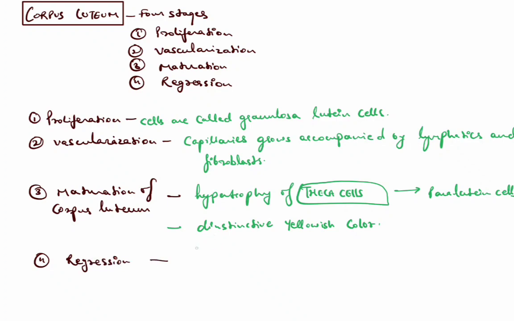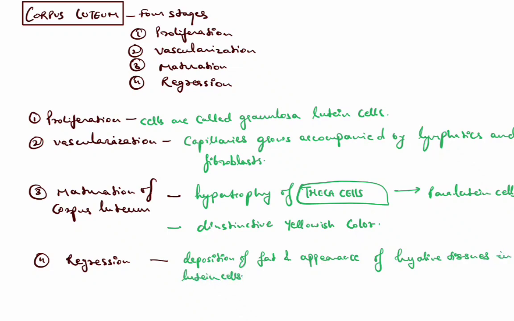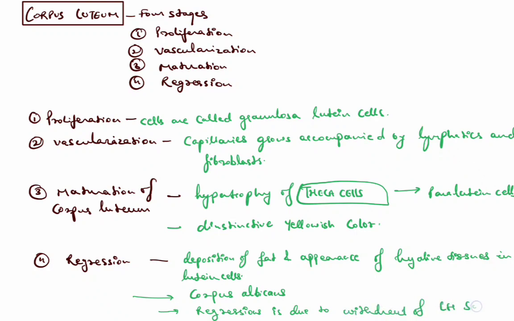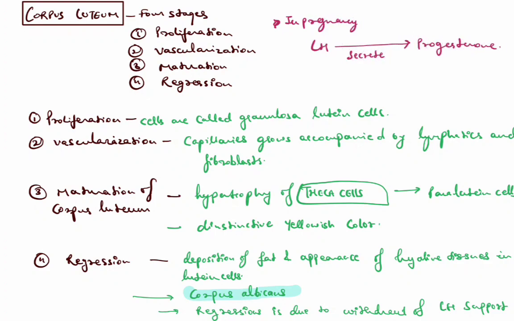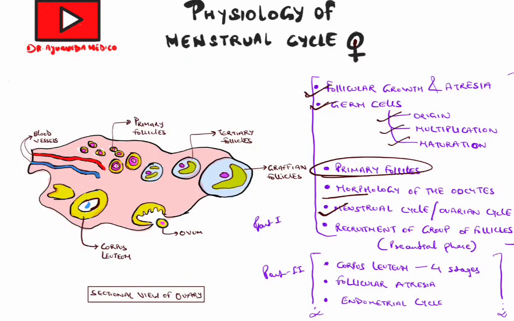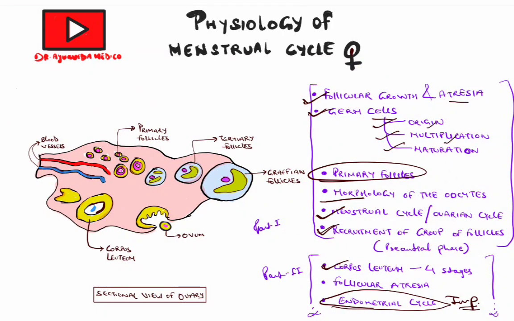Now regression happens to this corpus luteum. Deposition of fats and appearance of hyaline tissue in the corpus luteum results in regression, degeneration of the corpus luteum, which is then known as the corpus albicans, and this regression is due to the withdrawal of LH support. In case there is no fertilization, there is no LH support, no hormonal support, and thus the corpus luteum undergoes regression. Now the endometrial cycle, we will be understanding this in part 2 of this video.